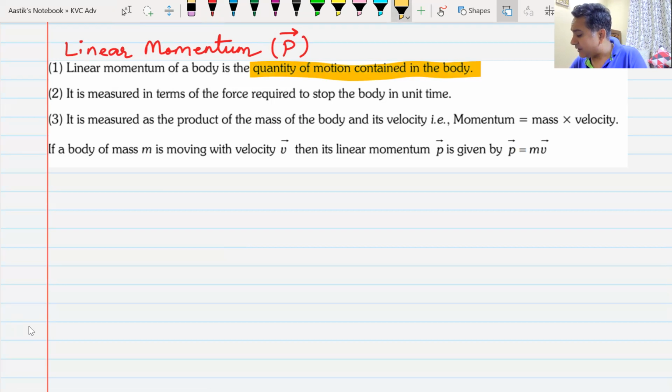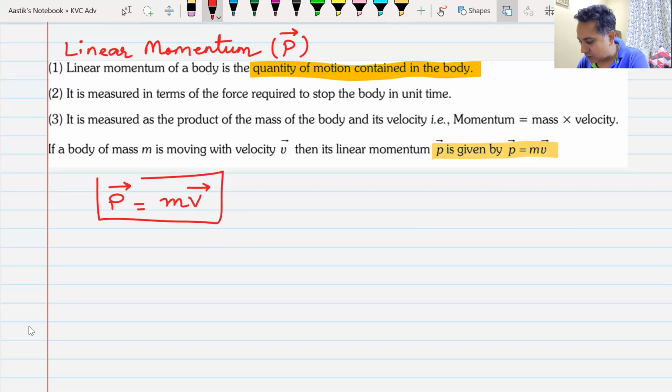What is the formula of momentum? It's a vector quantity. It is given by m multiplied by v. What is the direction of momentum? The direction of momentum is the same as the direction of velocity. P is equal to mv. Everyone knows this. Whenever you use the word momentum, we are basically referring to linear momentum. And linear momentum refers to translational motion. Do we understand this? Yes, sir.